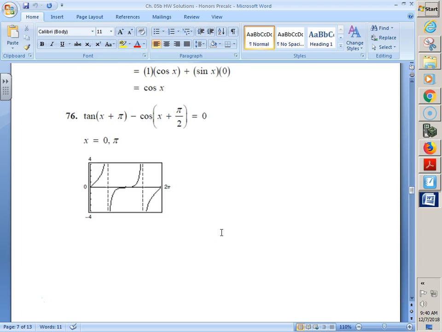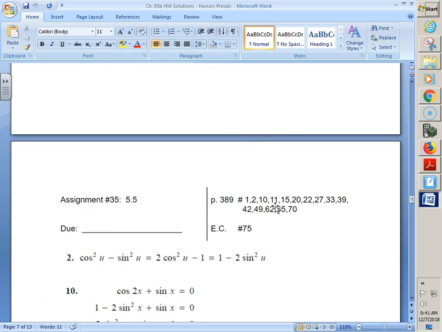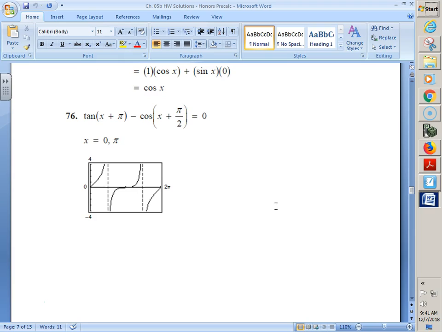76 said use your calculator. You're like, cool. I'll graph them and then I'll find the zeros. There's one. There's one. There's one. 0, pi, 2 pi. Oh, sorry. There we go. We got it. All right, cool kids.